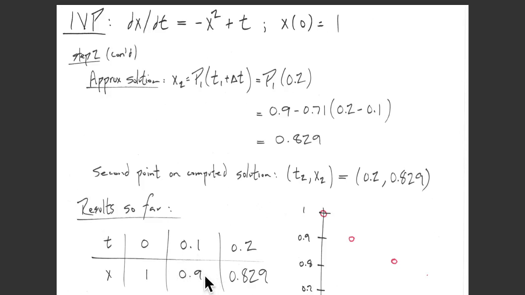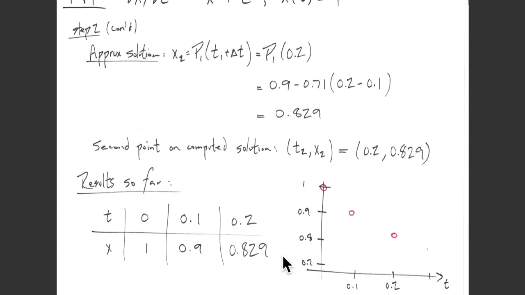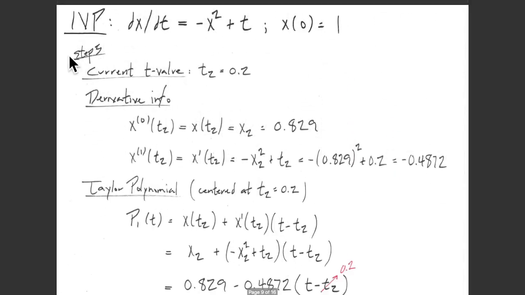And the corresponding x value we found was 0.9. And now in the second step, we found our t2 was 0.2, and the corresponding x value was 0.829. And you see I've just plotted those by hand here real quickly in this little chart, and you can see a solution beginning to develop. And the essence of Euler's method is just to continue this process for as long as you'd like, and you develop more and more points along the solution curve. So let's take it one more step.